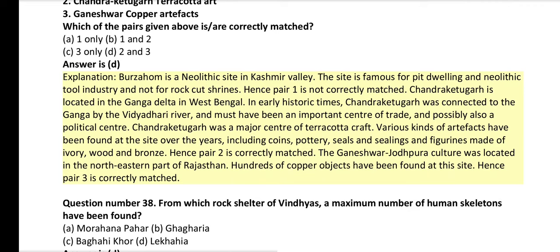The Ganeshwar Jodhpura culture was located in the northeastern part of Rajasthan. Hundreds of copper objects have been found at this site. Hence pair 3 is correctly matched.